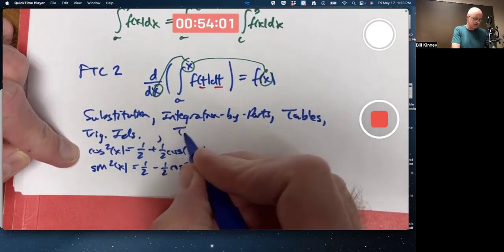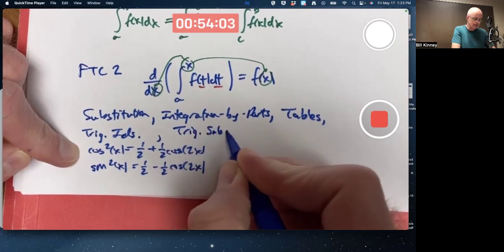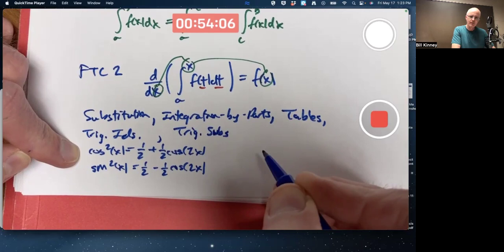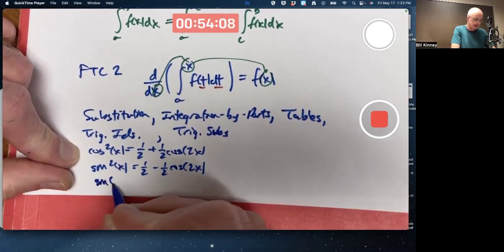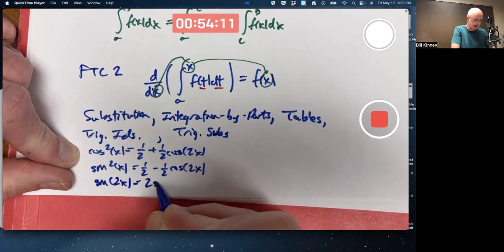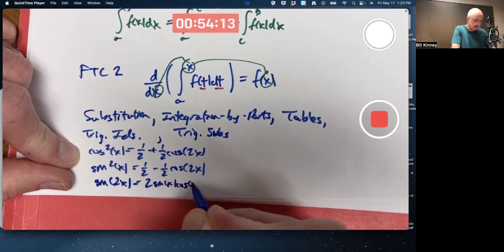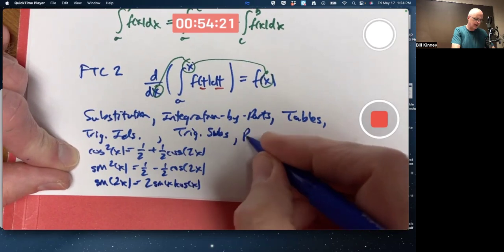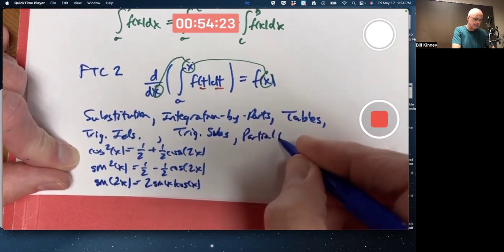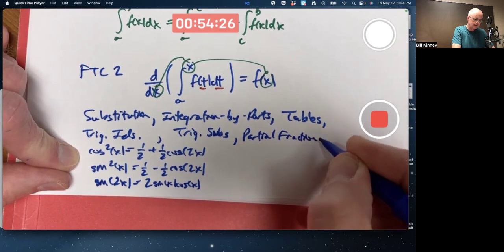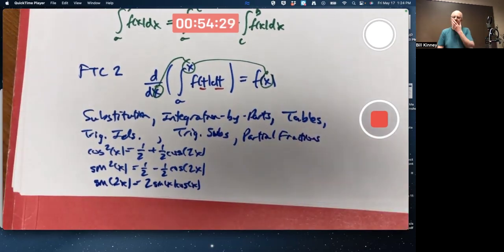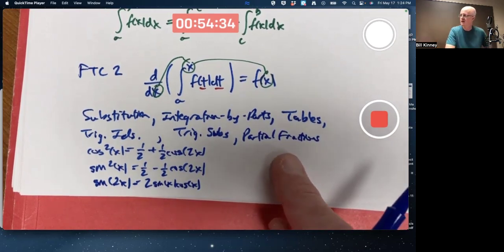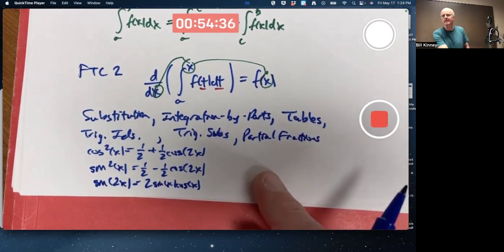We also did trig substitution, where we had to use these identities sometimes. We also sometimes had to use this identity: sine of 2x is 2 sine x cos x. And that came up on exam 1 with the hard integral that took a while. And we also had partial fractions. And we did the simplest kinds of examples there. You can make plenty of partial fractions problems that are really hard. We try to keep ourselves to the simplest kind.